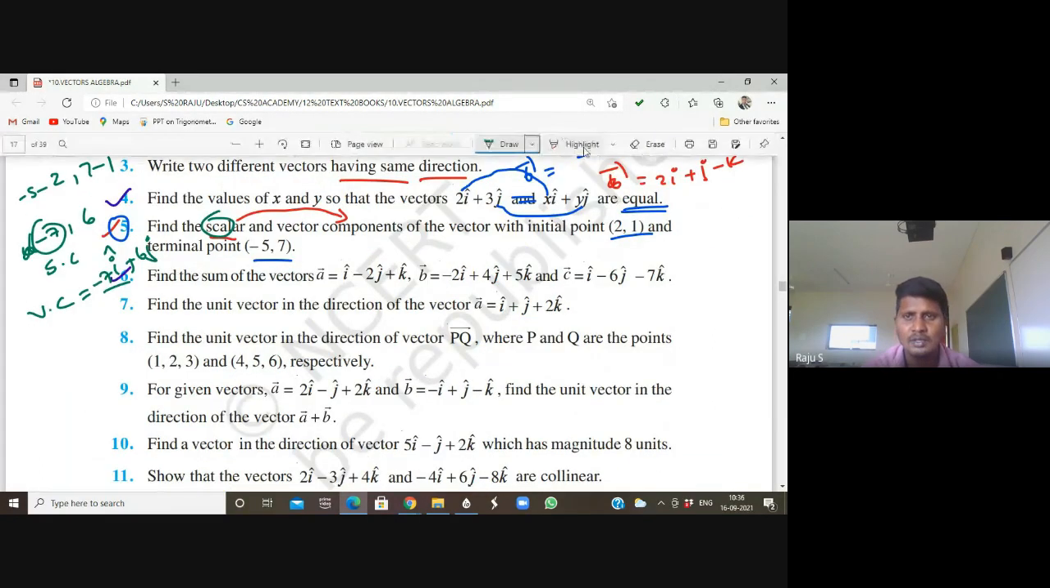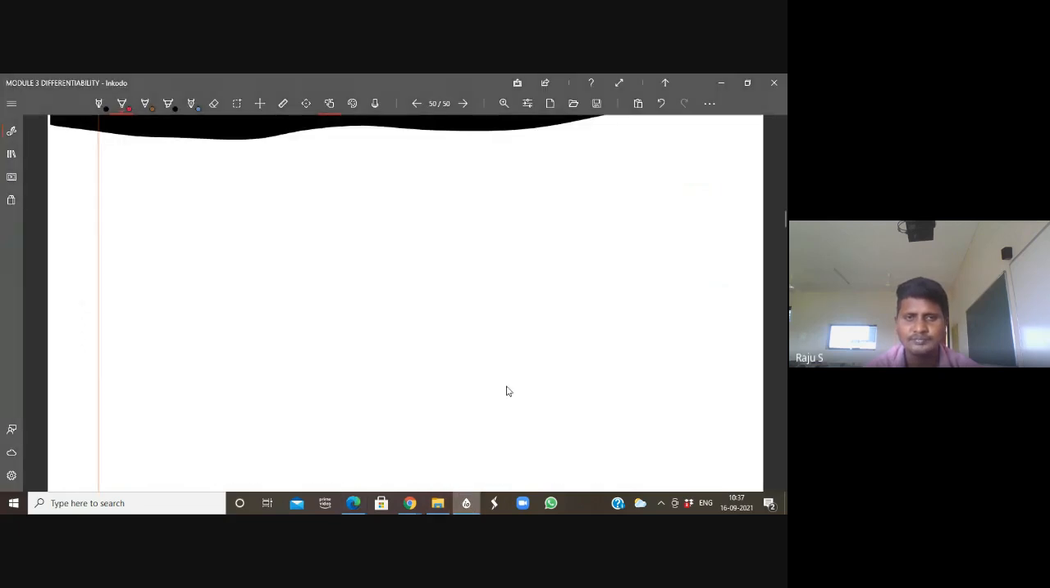And coming to the sixth question, I think I explained the sixth question also. So addition, sum they are asking. Adding a plus b plus c, the value you need to find. And coming to question number 7, a unit vector in the direction of the vector i plus j plus 2k. The vector is already given. It's very, very simple, students.